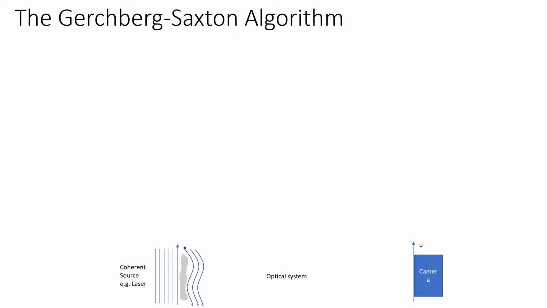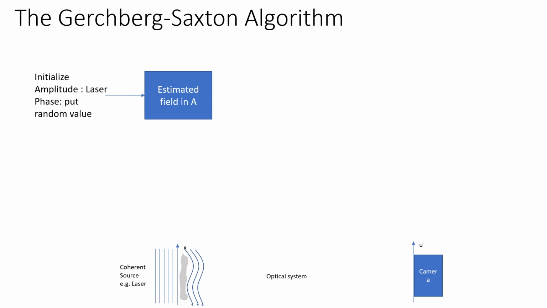To solve these types of incomplete problems, we use the Gershberg-Saxton algorithm. We begin in the plane of the object. Here we know the amplitude, it is provided by the laser, but we do not know the phase. So in the initialization step, we're just going to fill in the gaps by assigning a random phase to our field. We know this is not the solution we want, but doing so allows us to use the propagation tools that we have, and we're going to find a way to make things better.